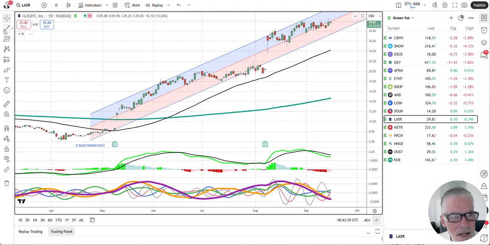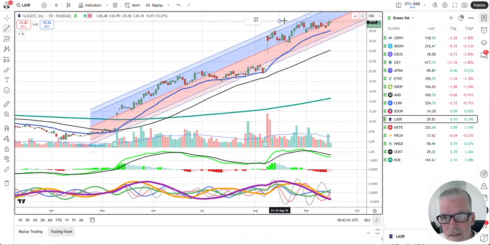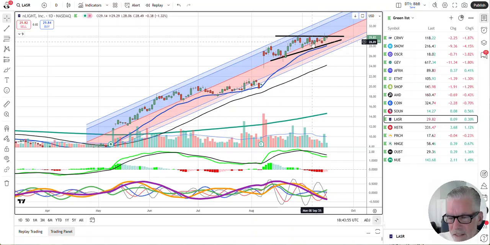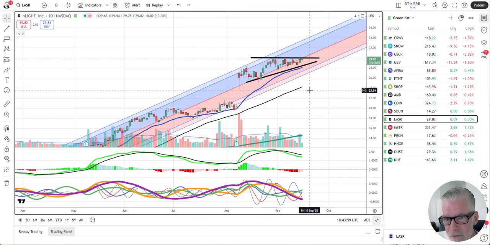LASR is a something play. I forget what the product is, but this is about as bullish as it gets. Here's your power gap. Here's your sideways consolidation. We've been in that high tight base for about 3 weeks. 3 weeks is the minimum for a high tight base. And now we're banging up on the top side of that. And this should spurt quite a bit higher, up to about 34.